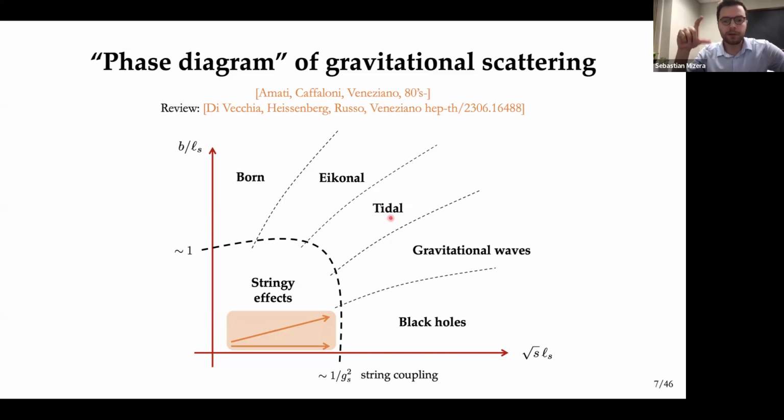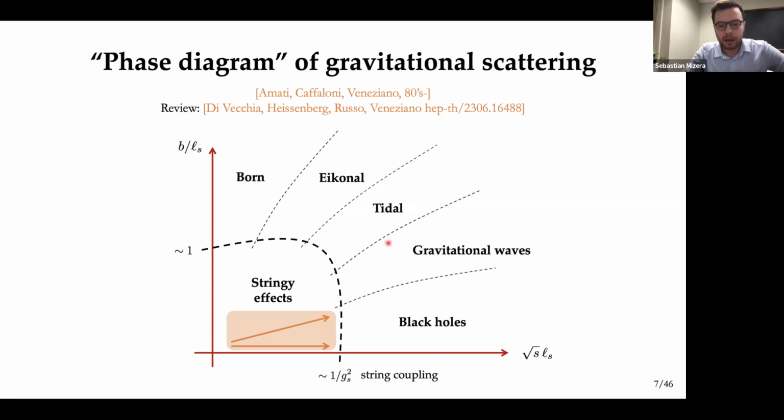So this is probing kind of going beyond the point particle approximation of these objects. Okay, so this is like some form factor might change between that object and the graviton or something? Yeah, that's a good way of thinking about it.